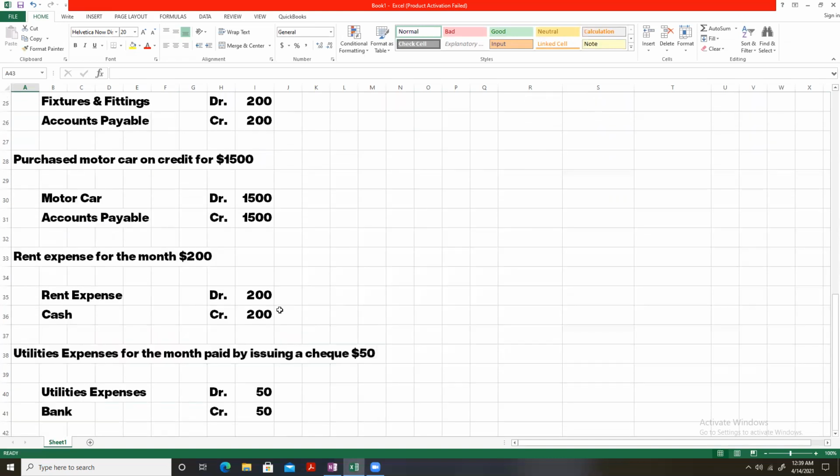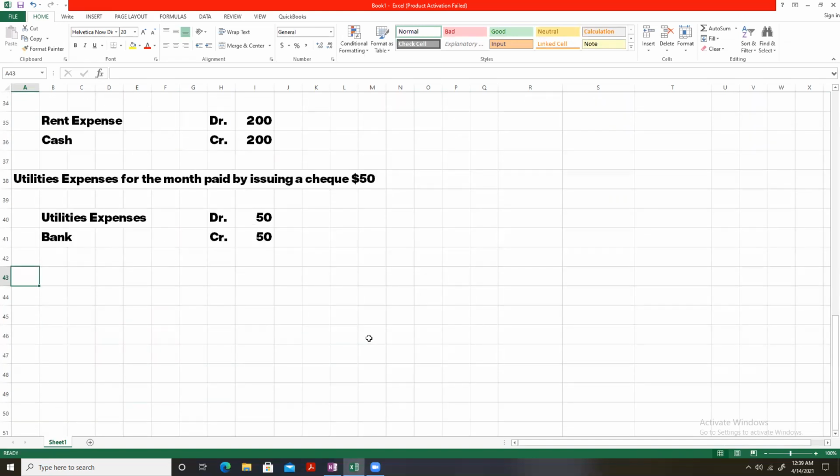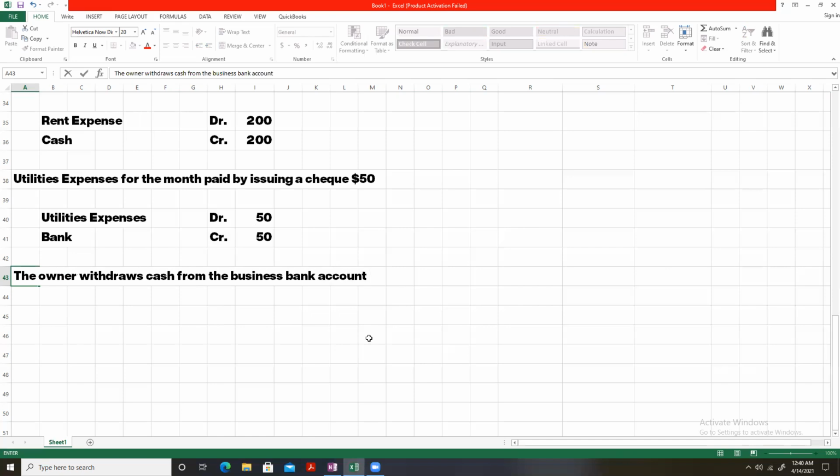Okay. Now these are the expenses. These are the double entries for expenses. Now, here is one more thing. The owner withdraws, let's suppose the owner withdraws cash from the business bank account. Let's suppose $50, or let's suppose $75 cash.